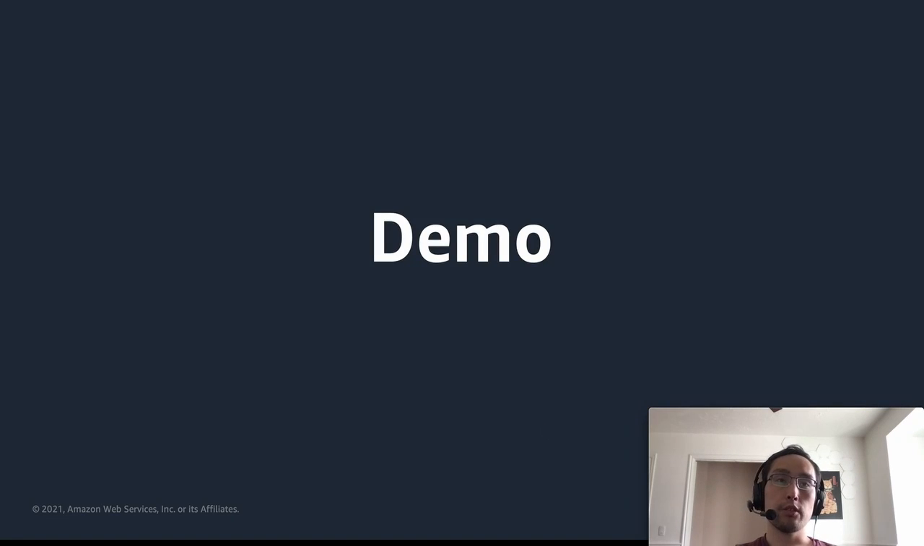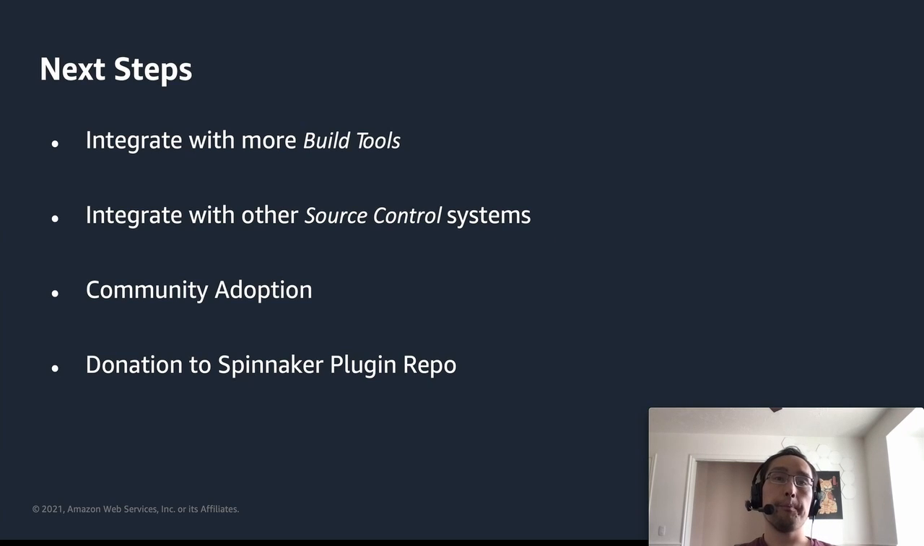Okay, so what is next for this plugin, right? There are a few things we would like to do with this plugin. First, we would like to add support for more build systems. As you may have noticed, we only support Jenkins as a build system at this moment. Although Jenkins is still a popular CI system, there are other popular CI systems out there. So we would like to support other CI systems like GitHub Actions or AWS CodeCommit.